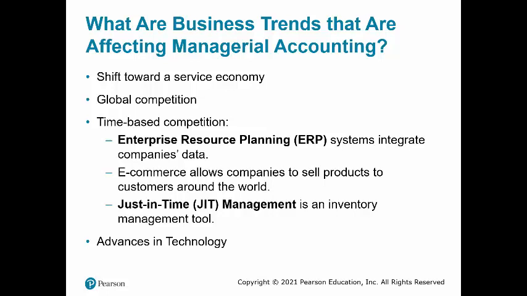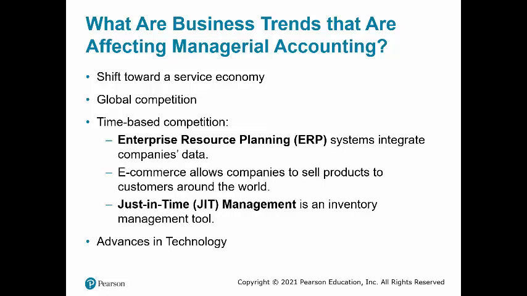Time has become the new competitive turf for world-class business, so enterprise resource planning systems that can integrate all of a company's worldwide functions, departments, and data are one of those trends. E-commerce allows companies to sell to customers around the world by providing them with 24/7 access to information and products. Managers can reduce the cost of inventory and minimize the risk of obsolescence by using just-in-time inventory management. A just-in-time system means producing products just in time to satisfy customer needs.